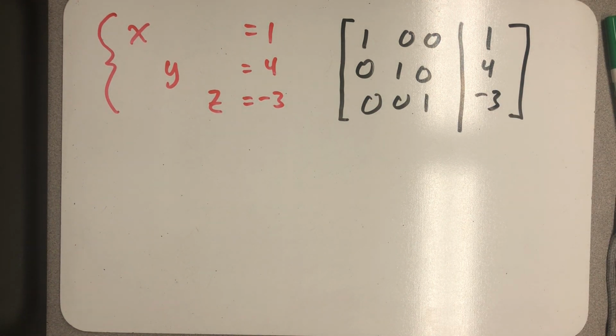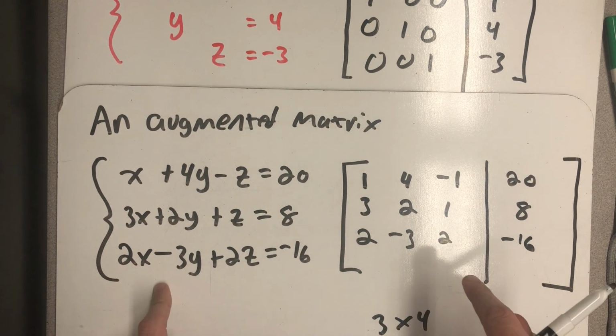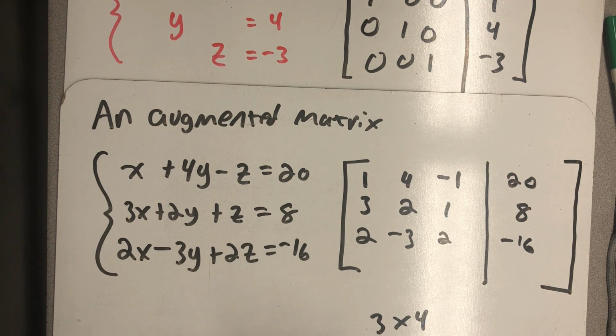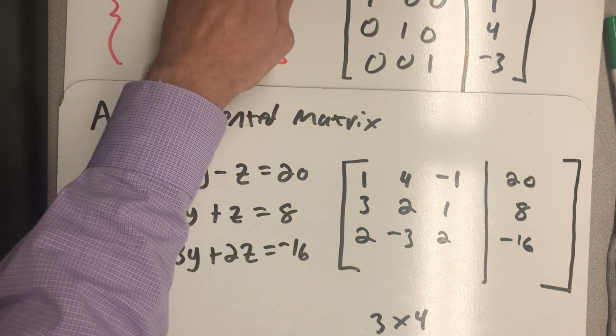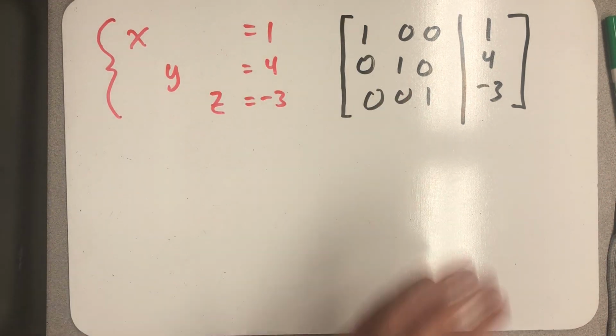The whole idea behind these augmented matrices is that if I can turn this matrix into that matrix, then I'll be done. I'll have solved my system because I'll be able to tell you what x is equal to, what y is equal to, and what z is equal to.